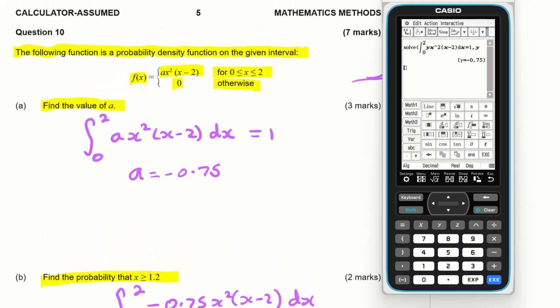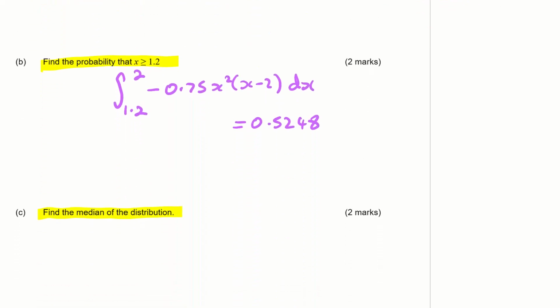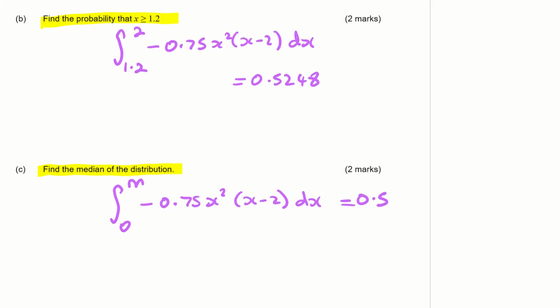Then we want to find the median of the distribution. Now, the median is going to be some value here, m, such that the area here is 0.5 either side. So I'm going to set that up as the integral from 0 to m of negative 0.75 x squared (x minus 2) dx is equal to 0.5, and we need to solve that.